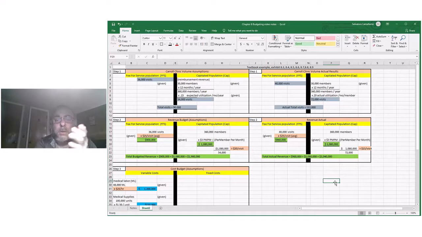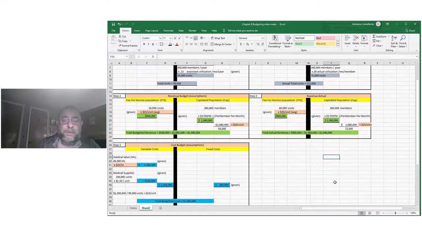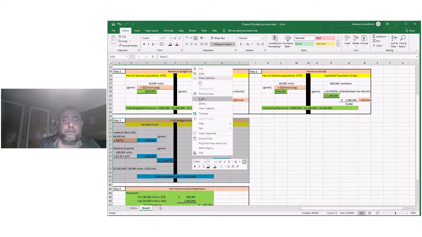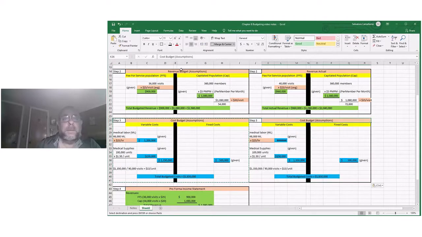So we're looking at actual compared to budgeted. We were expecting to get 1,980,000 in revenue. We got 2,040,000 in revenue. Favorable. So far, so good from the company's perspective. They brought in more money than they expected. Step 3. This would be actual costs.